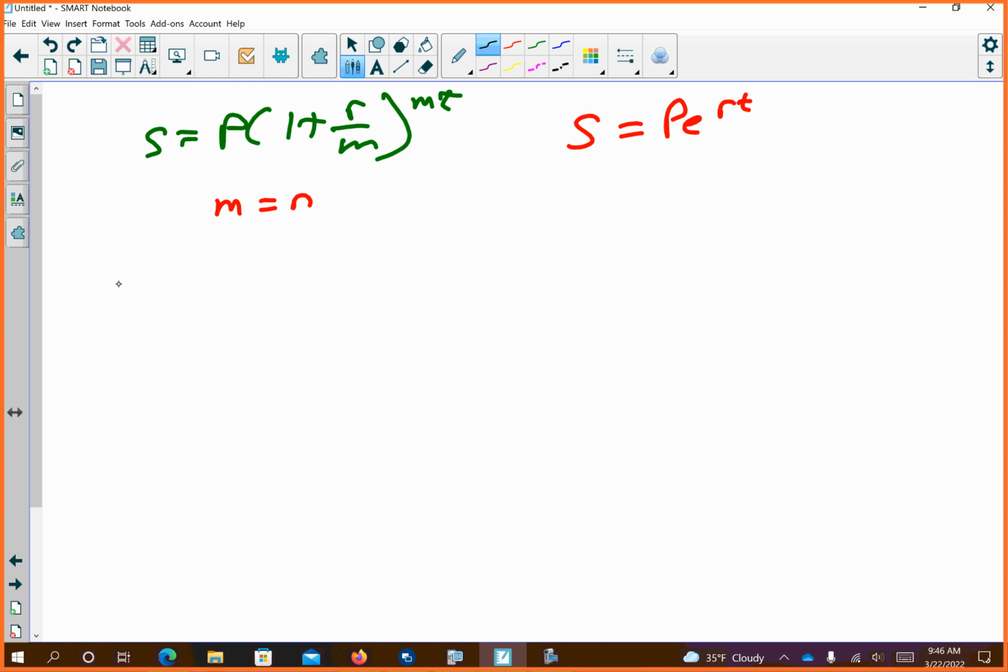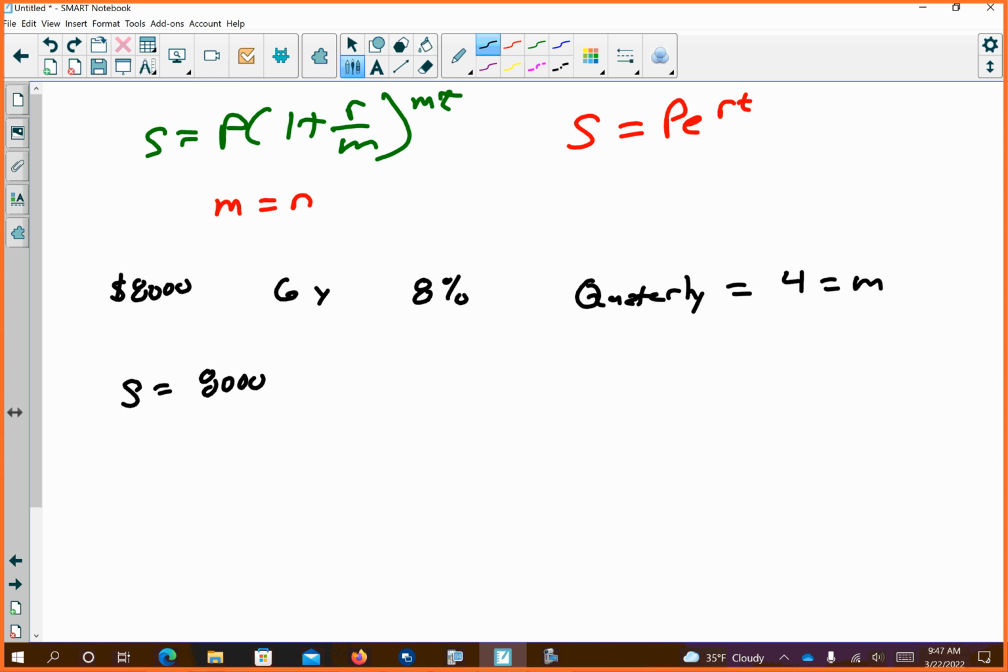All right, so I have 8,000. This looks very similar to the problem we just did. This is at 6 years, and it's at 8%. But then they say it's quarterly. Quarterly means how many times a year? 4. So quarterly is 4 times a year, so that's going to be our M value. So I have S is equal to 8,000, 1 plus 0.08 over 4 raised to the 4 times 6. And if you plug that into the calculator, it's going to be more.